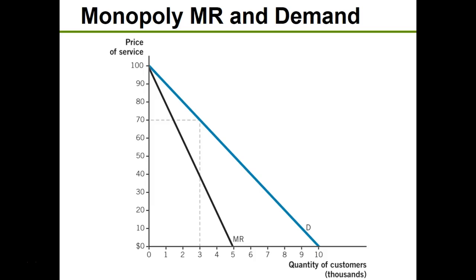We can compare this to a price of $60, for example. At a price of $60, the firm now sells 4,000 units. We multiply $60 times 4,000 units, and we get total revenue of $240,000. So a $30,000 increase in total revenue when the firm sells at $60 as opposed to $70.